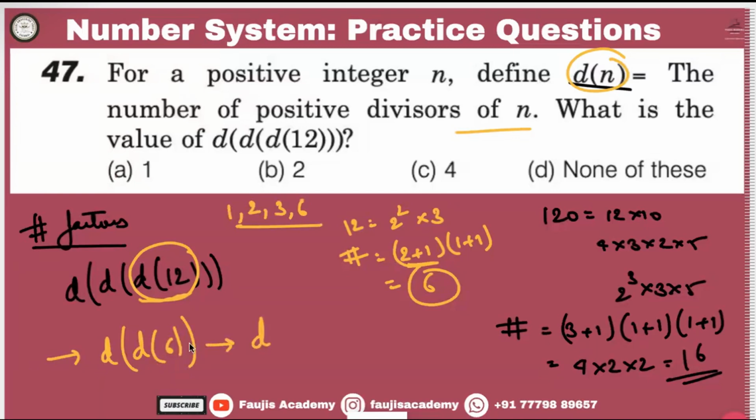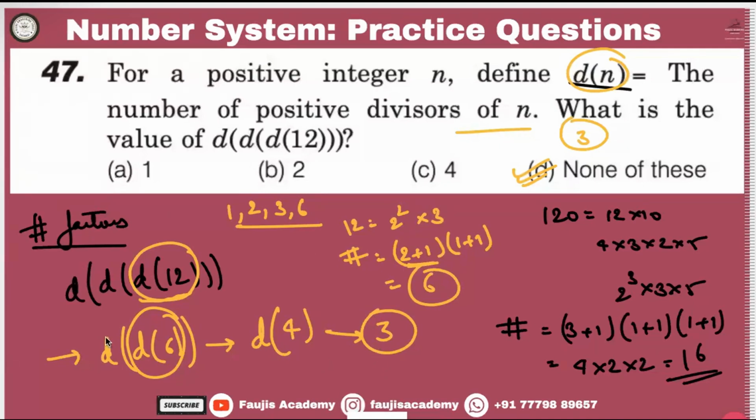So d of 6 will change into 4. And how many factors of 4 are there? 3, yeah, absolutely 3. So the answer to this question is 3. So 12 is 2 square into 3, that means (2 plus 1) into (1 plus 1), which is 6. And 6 stands for 2 into 2, which is 4, and d of 4 is 3. Shall we move on to the next question, guys?